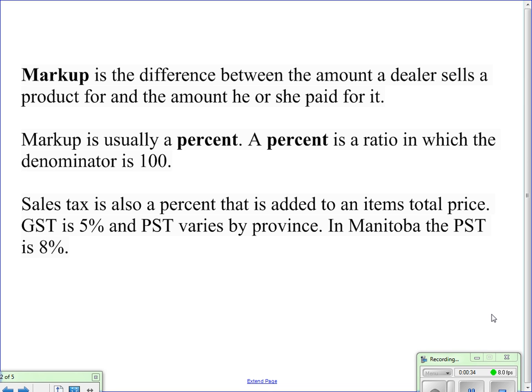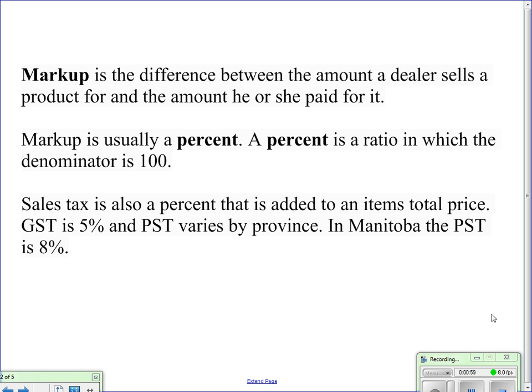First is markup. Markup is the difference between the amount a dealer sells a product for and the amount he or she paid for it. Oftentimes markup is a percentage. Now a percentage is a ratio in which the denominator is 100. So businesses will often have a markup price so that they can make profit.